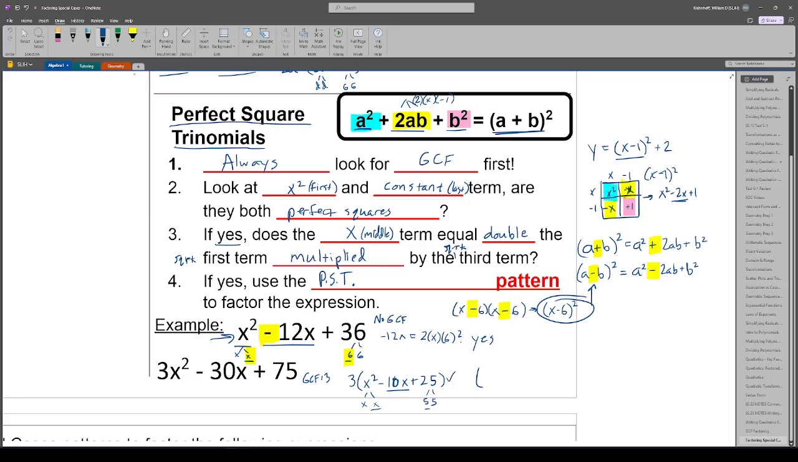I write my perfect square as x. I check my sign right here and put minus 5 squared. So that's more along the lines of how fast we want this to be. We don't want to write out a bunch of steps.